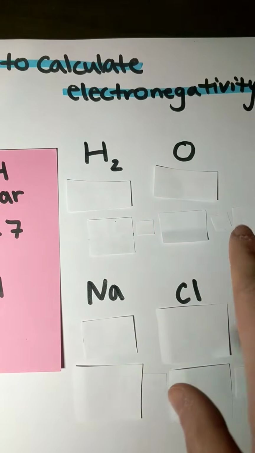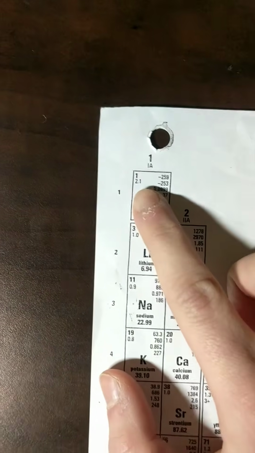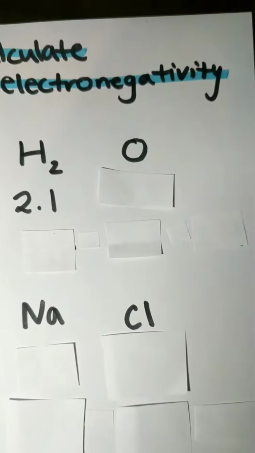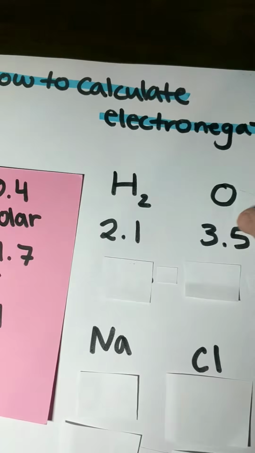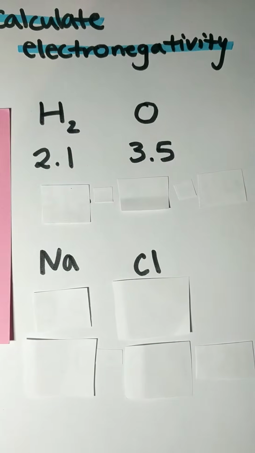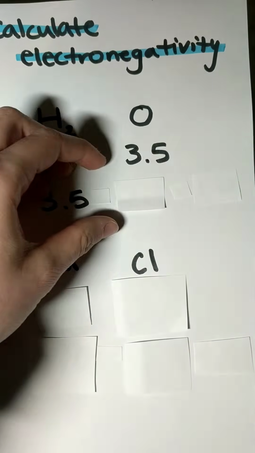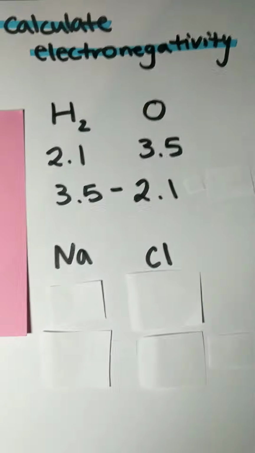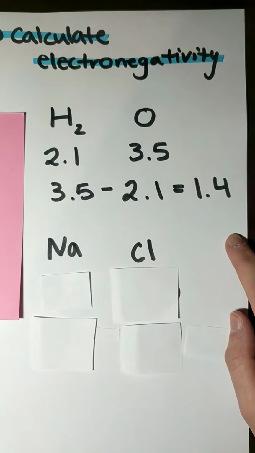So let's take H2O. The electronegativity for hydrogen is going to be 2.1, and the electronegativity for oxygen is right under here, 3.5. Okay, so we're going to subtract hydrogen's electronegativity from oxygen's, as hydrogen has the lower value. So oxygen minus hydrogen is going to give us an electronegativity value of 1.4.